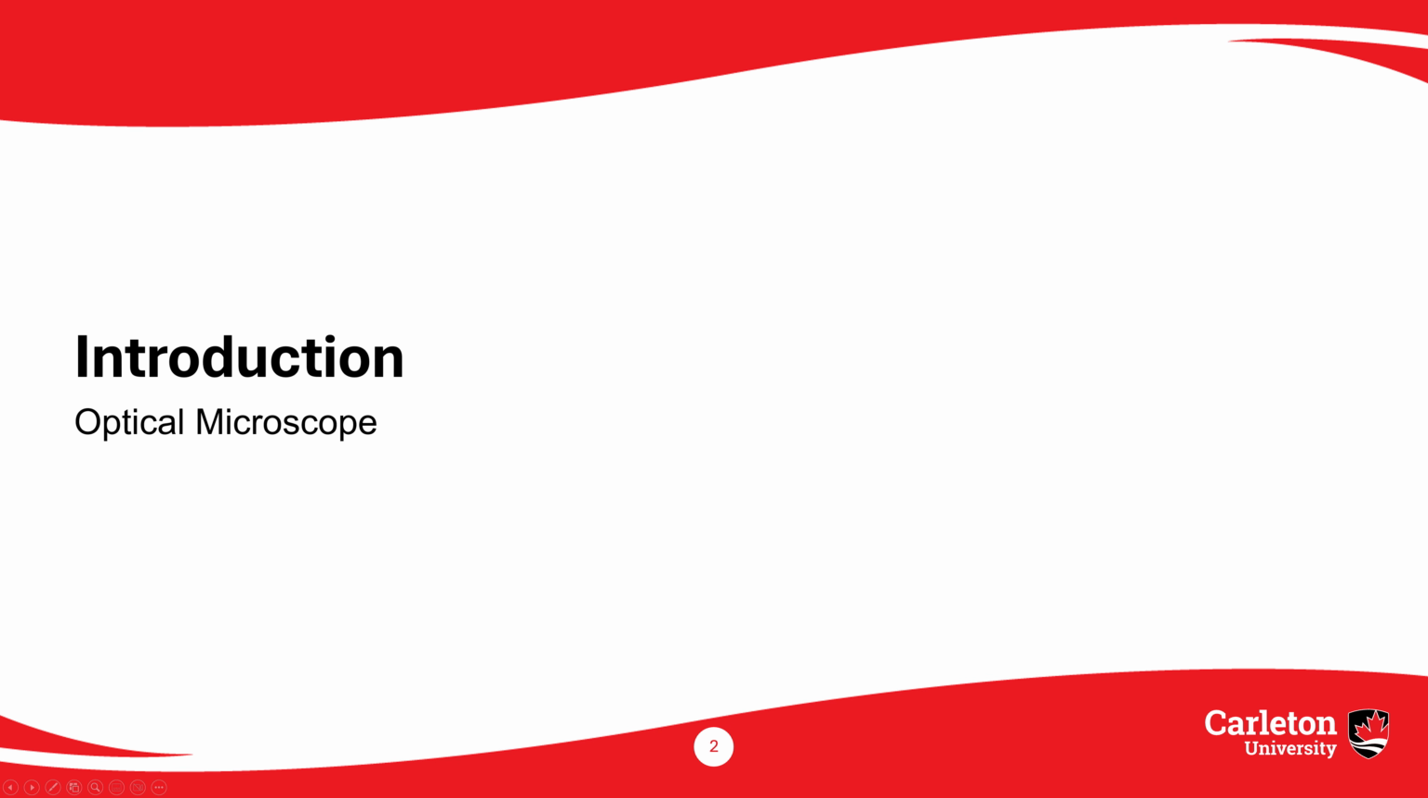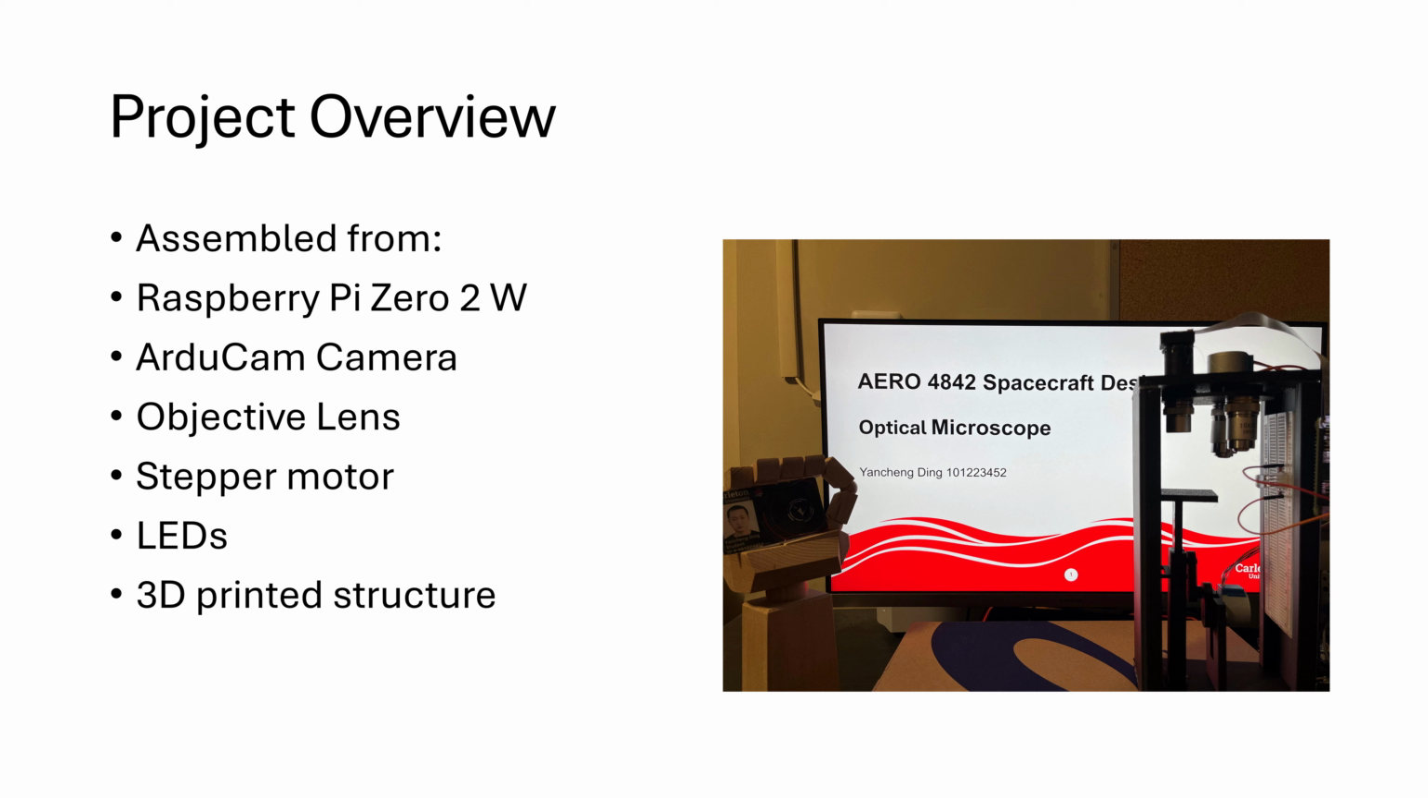The project I'm doing is an optical microscope that can capture images of biota and thin samples. The picture on the right is an overview of my project. It is assembled from the following parts: a Raspberry Pi Zero 2 W, an Arduino camera, 3 objective lenses, stepper motors, LEDs, and a 3D printed structure. The design of this project is divided into 3 main parts: the autofocus, the platform, and LED light source control.